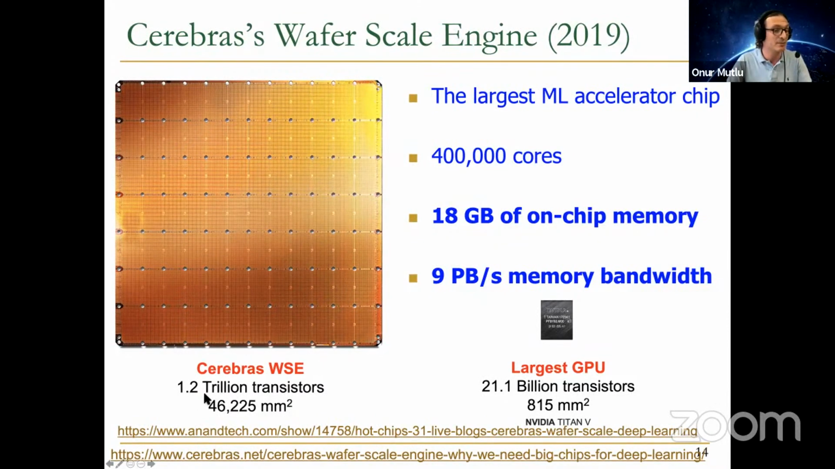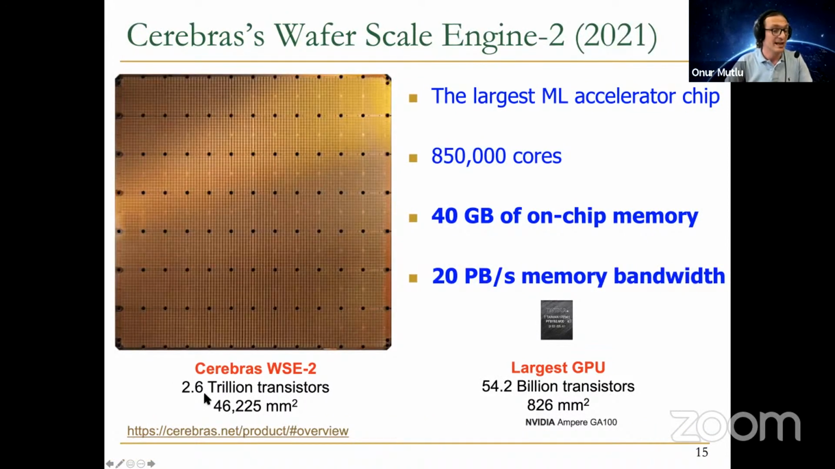This is 2019, 1.2 trillion transistors. And 2021, 2.6 trillion transistors. That's more than double. And the cores have doubled, and the memory has more than doubled, actually. As you can see, that's 40 gigabytes of on-chip memory, accessible by 850,000 cores. Of course, these are machine learning accelerators. We talked about it in the GPUs lecture briefly. These are SIMD engines, actually, internally. And they have access to 20 petabytes per second memory bandwidth.